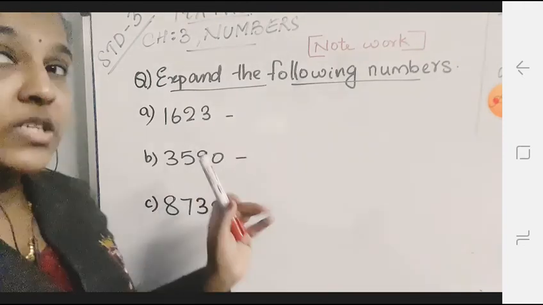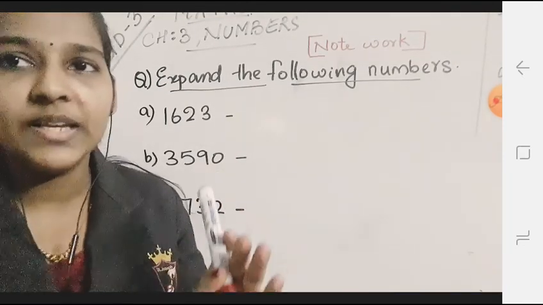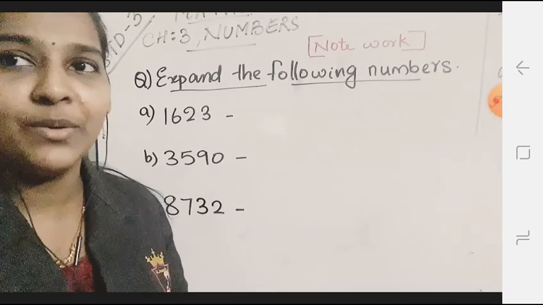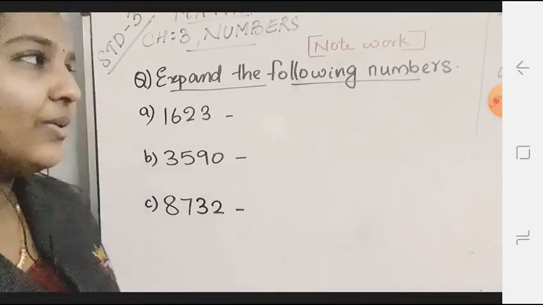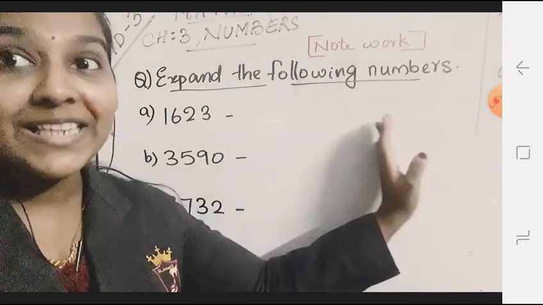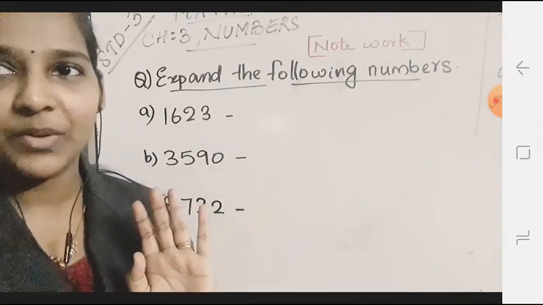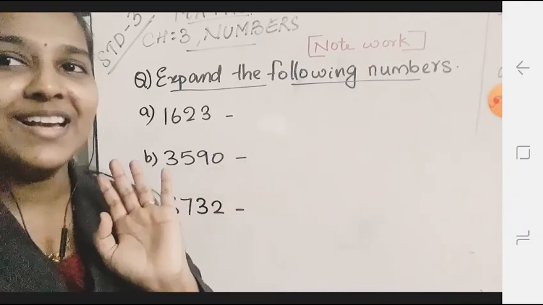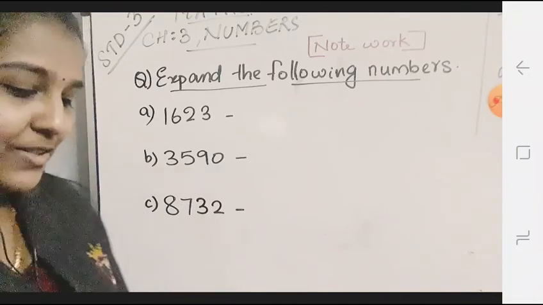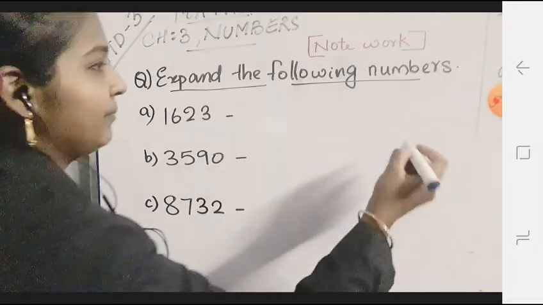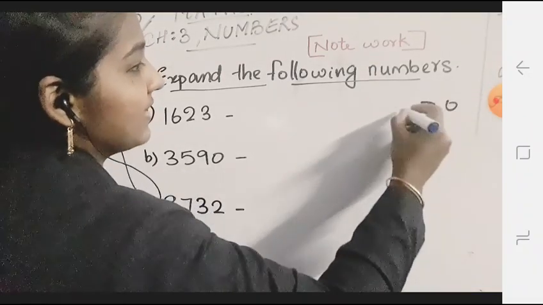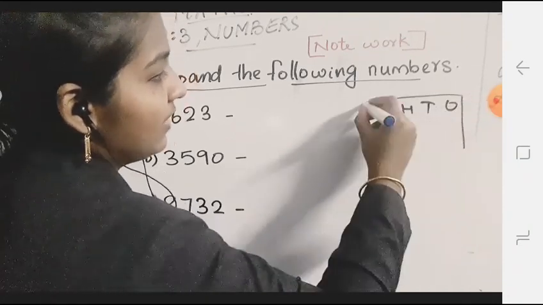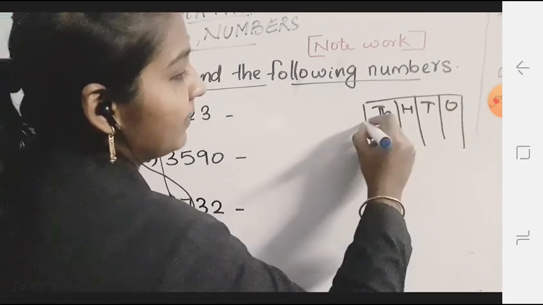1623. So children, if you have any doubt in writing the expanded form of the number, then you can do it easily by using a way. Do you know what is that? You can draw a rough place value chart of this number first, and after that, from the place value chart, you can write the expanded form. So let's do like that. So ones, tens, hundreds and thousands, because it's a 4-digit number, so we are drawing a 4-column place value chart.